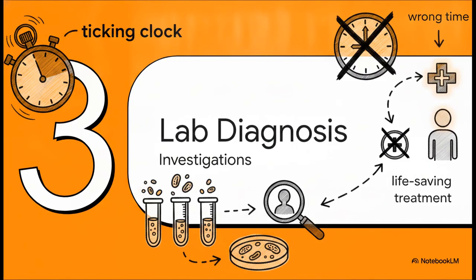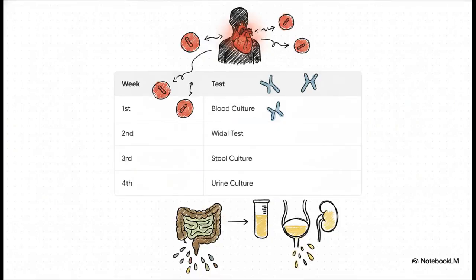Which brings us right into Section 3, Investigations and Lab Diagnosis. And this brilliantly illustrates how you absolutely must time your labs perfectly to our ticking clock. If you order the wrong test at the wrong time, you'll get a false negative and delay life-saving treatment. Look at how logical this is, based purely on where the bacteria are heavily concentrated.